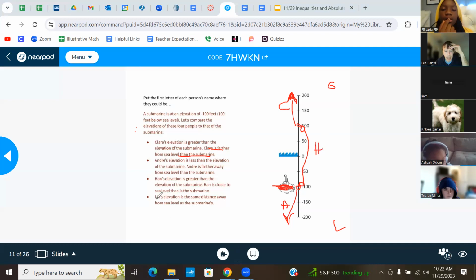All right. And then Lynn's elevation is the same distance away from sea level as the submarine. So Lynn could either be right here, right? Or Lynn could be right here. Okay. So either of those could be the answer there.